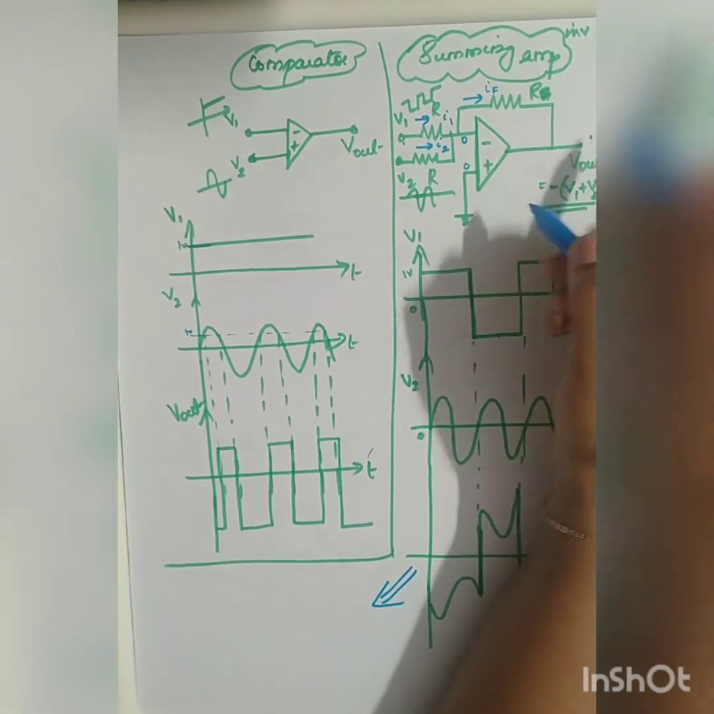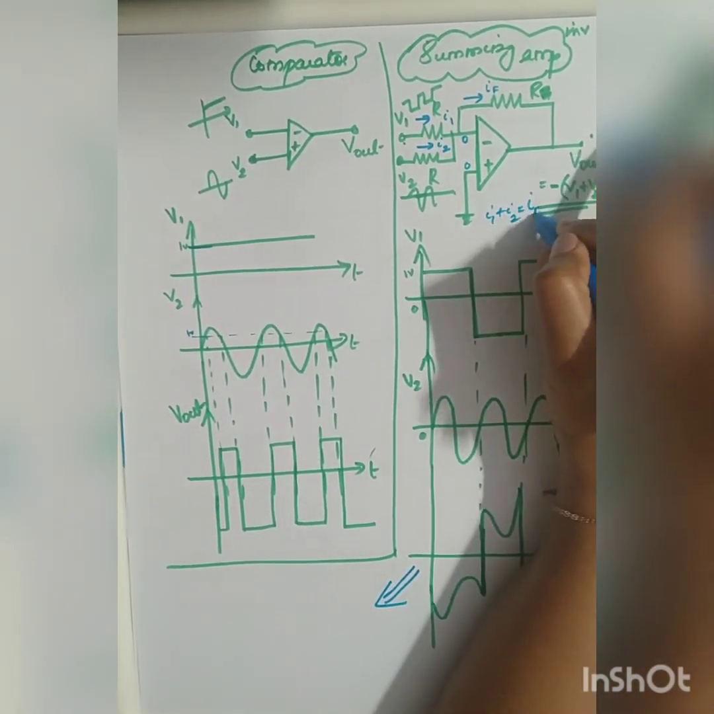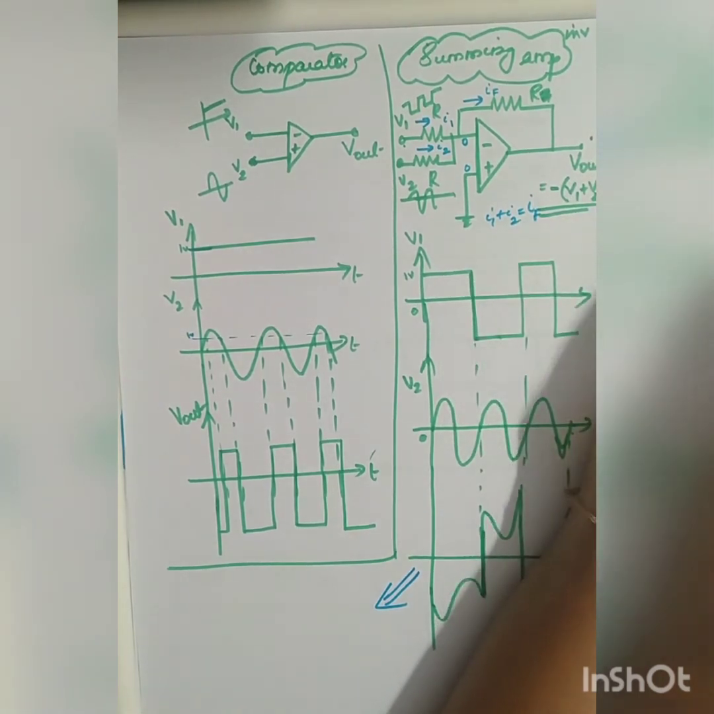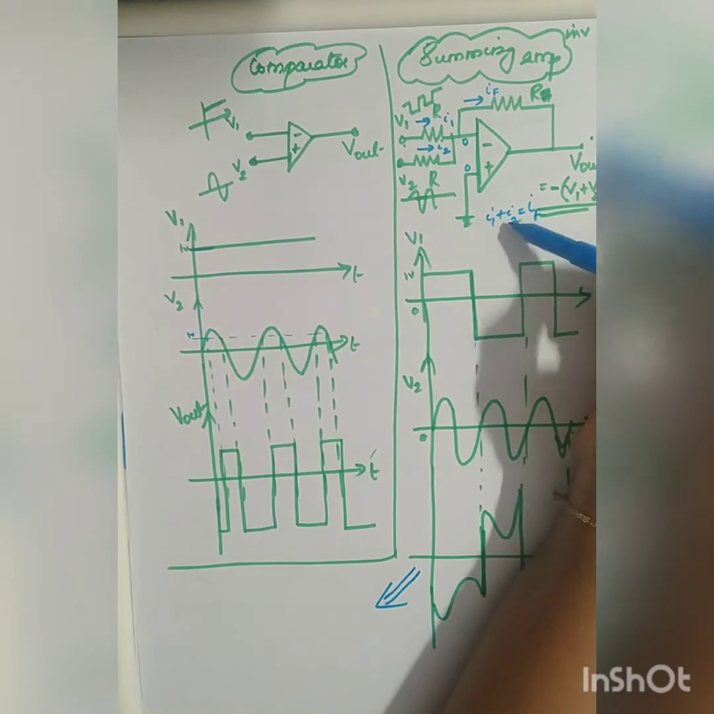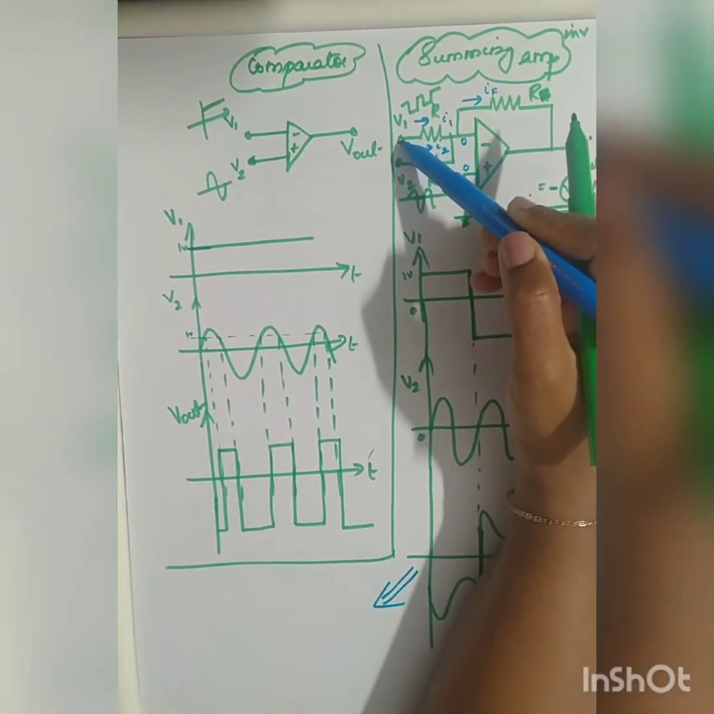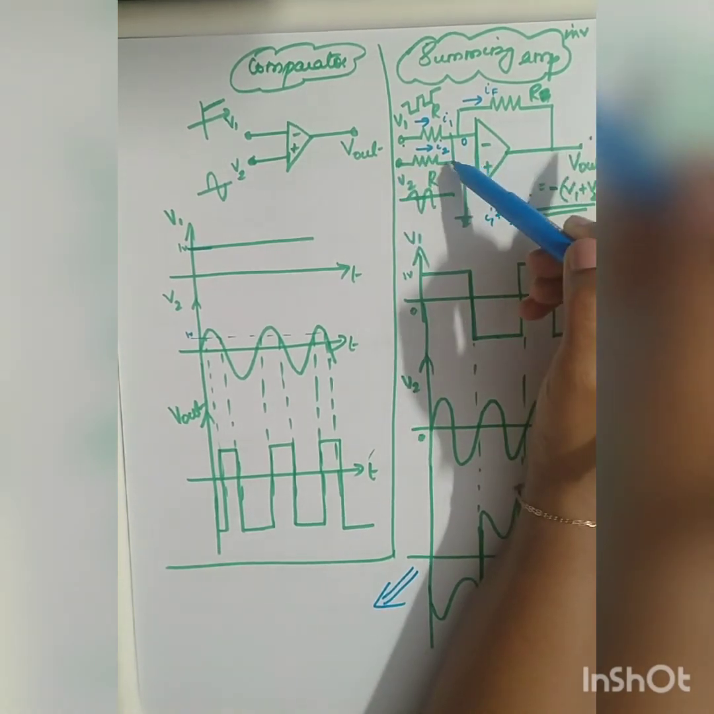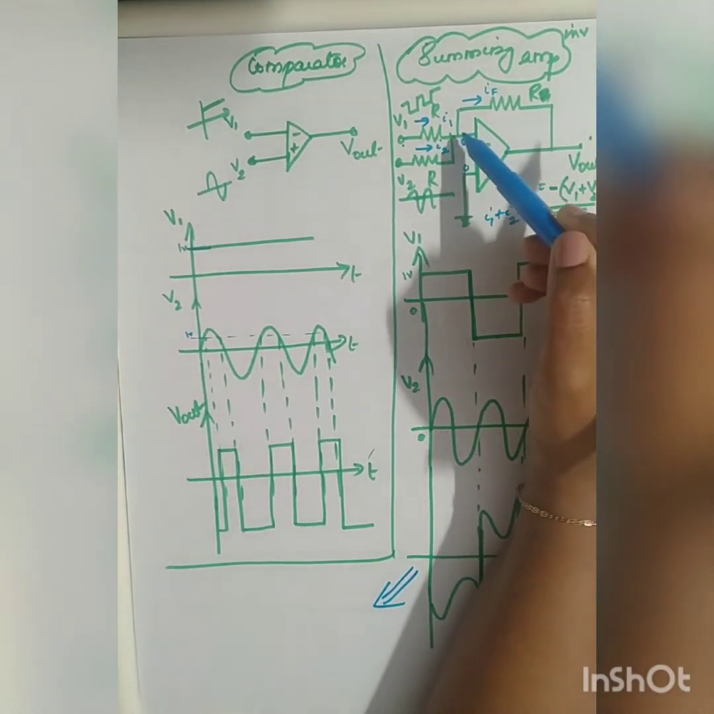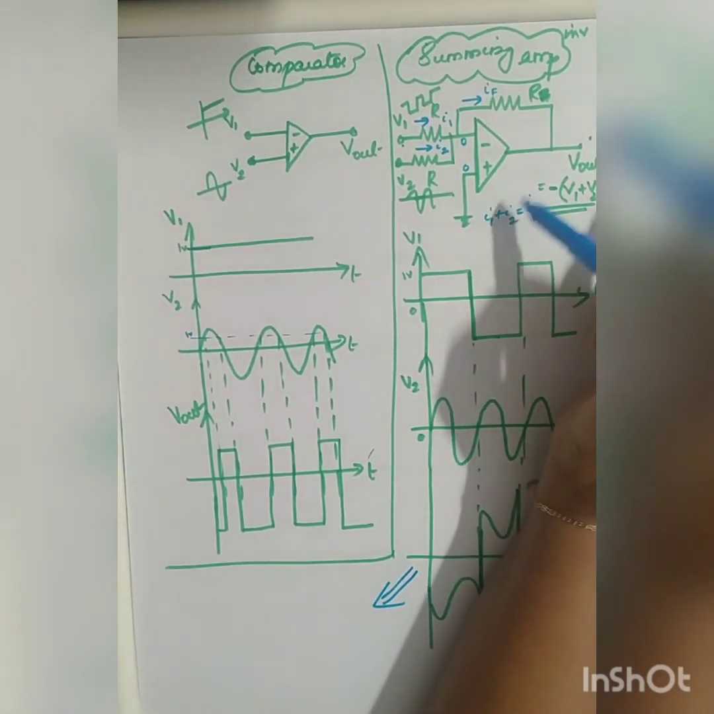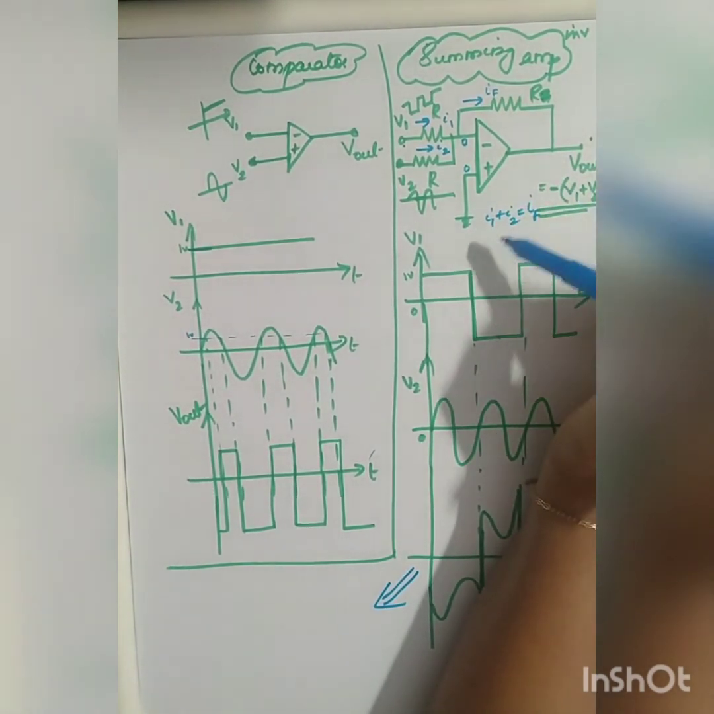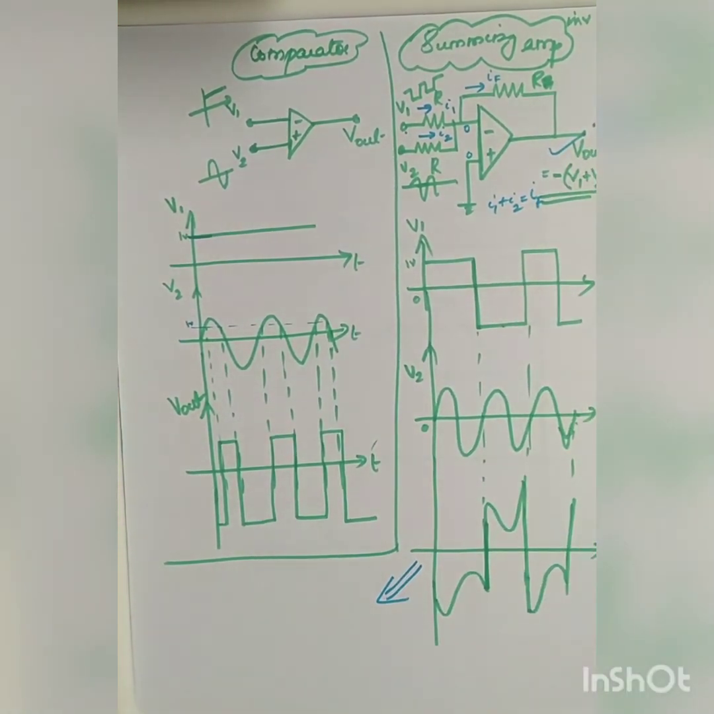So now what will be your equation? I1 plus I2 is equal to IF, current flowing towards the node is equal to current flowing away. Similar to the previous equation, I1 is equal to V1 minus 0 divided by R. I2 is V2 minus 0 divided by R. IF is 0 minus Vout divided by R. Since R is equal, we can cancel all the R. So finally we will be getting Vout is equal to minus of V1 plus V2.